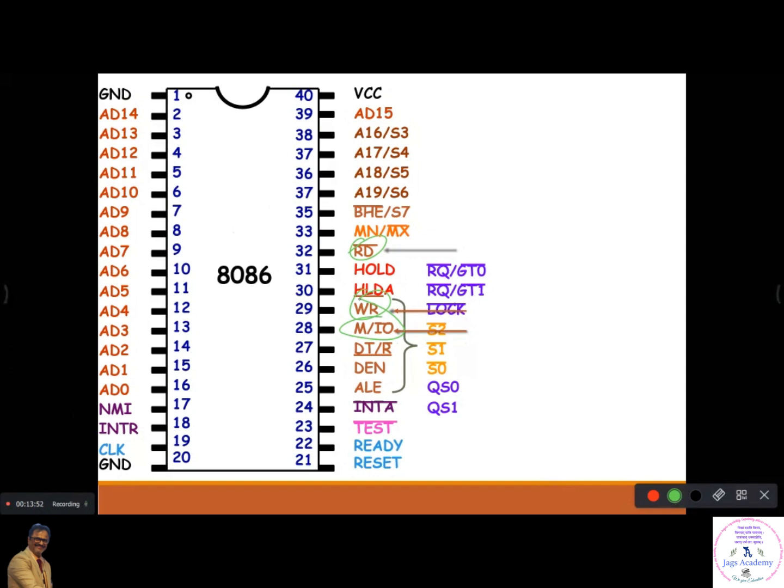Here also you need one multiplexer, right? You need a circuit. You have this one and this one, and your read and write signals have to generate a memory read signal, a memory write signal, an IO read signal, and an IO write signal. The 4 signals have to be generated from these 3 pins.